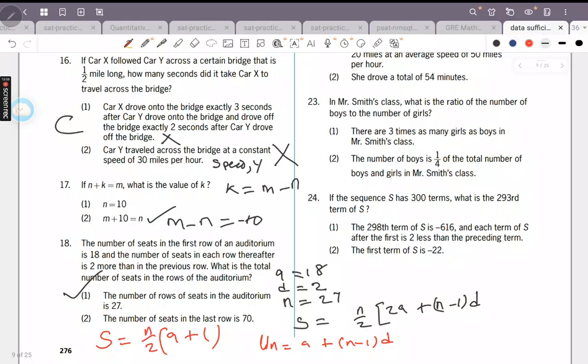I'm not telling you to use 27, but if you use this formula, you notice the last row is 70. So 70 equals 18 plus (n minus 1) times 2. You see that we have everything set up here. All we need is to calculate this and we get our n. If we get our n, we will put it here. This is data sufficiency, so we don't really need to solve. Alright, now going to the next question.